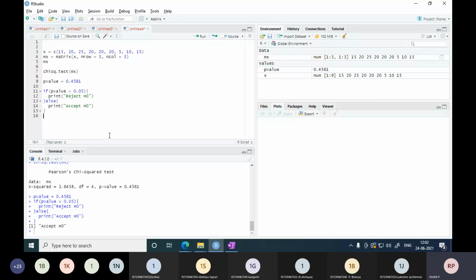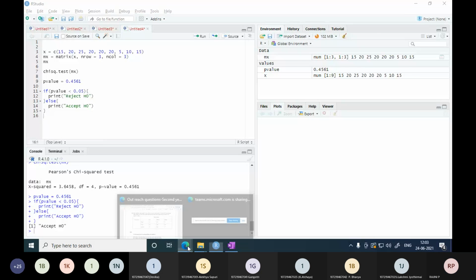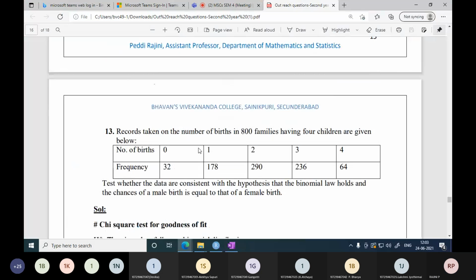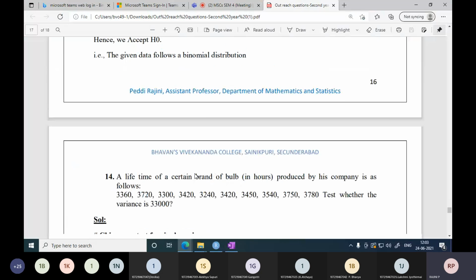And now move to the next one. What is the next test? Chi-square test for the single variance. Okay, we'll see the chi-square test for the single variance, what it is, we'll check it. The goodness of fit I'll do later, let me finish this one.